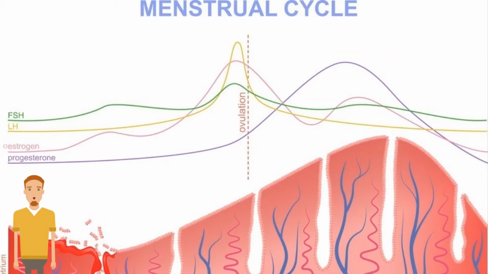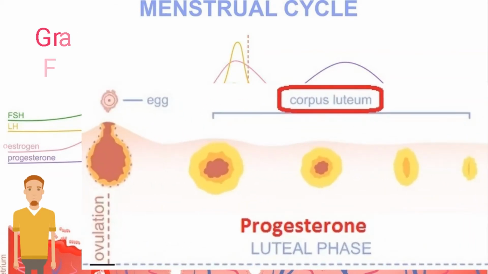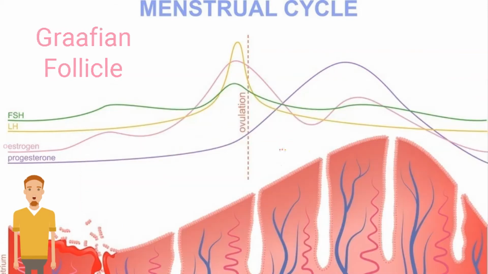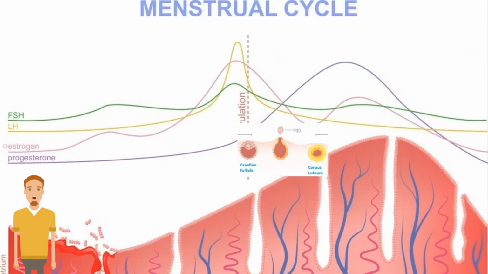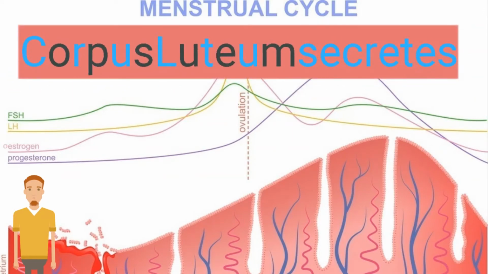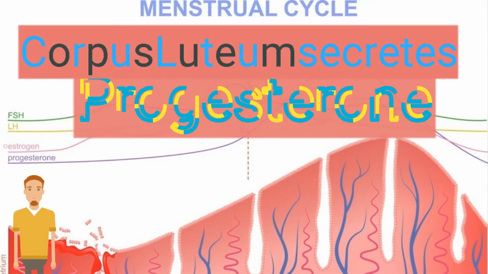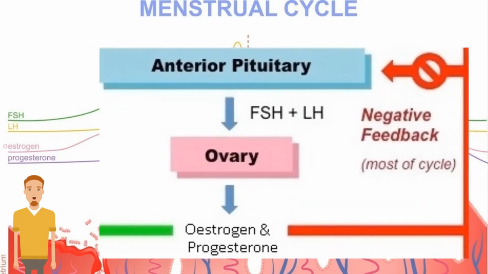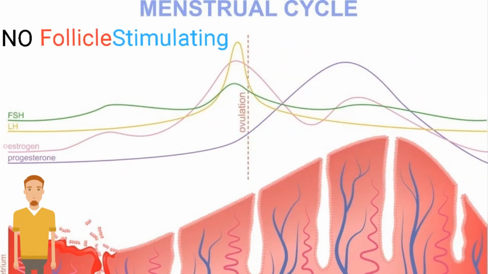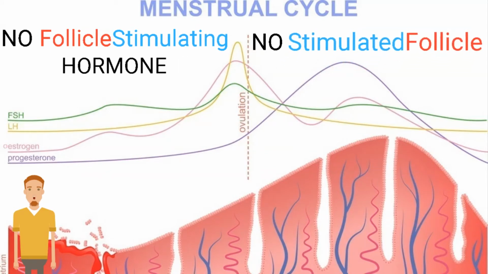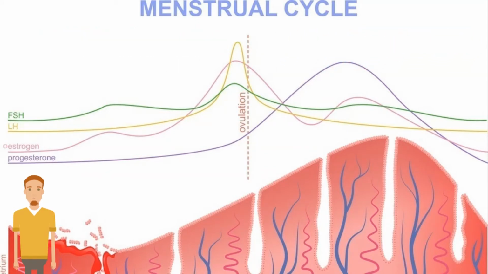Once the egg has been released, the Graafian follicle becomes the corpus luteum. This Graafian follicle has emptied of its egg and is now called the corpus luteum. Its job now is to release progesterone. As it releases progesterone, this will inhibit further FSH release, thereby reducing the chance of an egg being released and allowing any egg that is on its journey to be successfully fertilized.